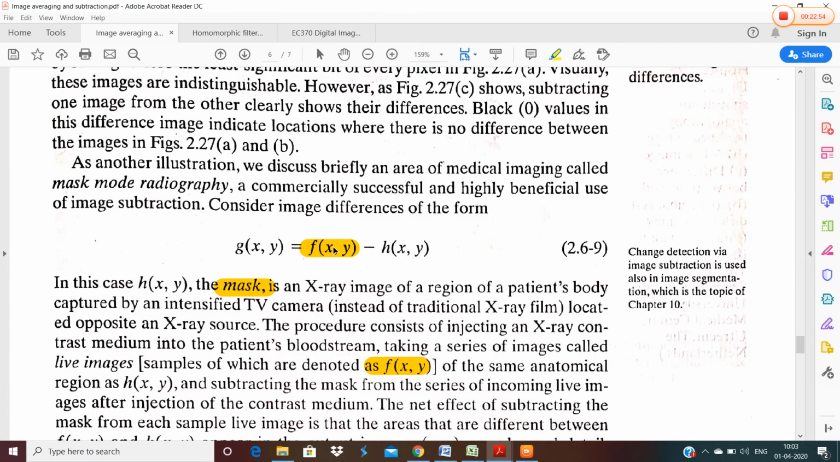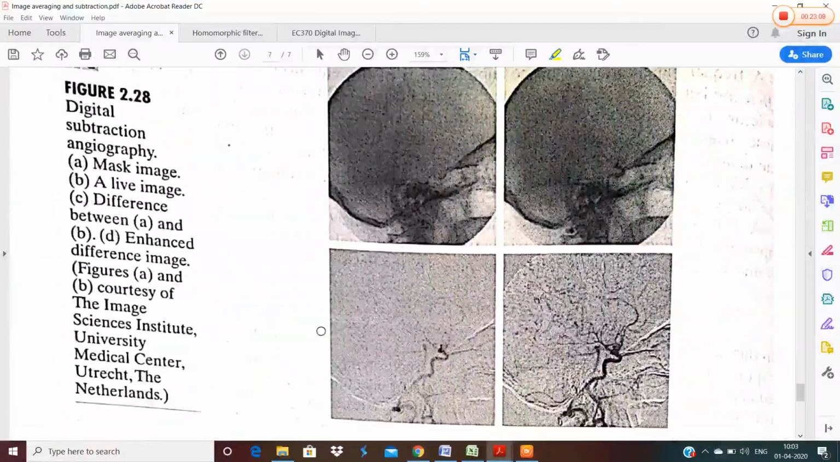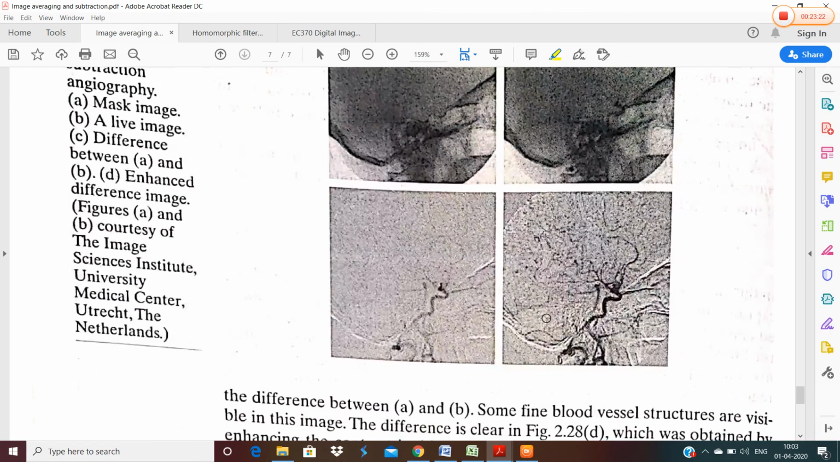Now you can see the difference. The net effect of subtracting will be that the difference between f of xy and h of xy appears in the output image. In the example, this is your mask, this is your live image. After injecting the contrast medium, you subtract these two, you will get an image like this, enhanced. What you can see here is how the injected medium travels through your blood vessels.